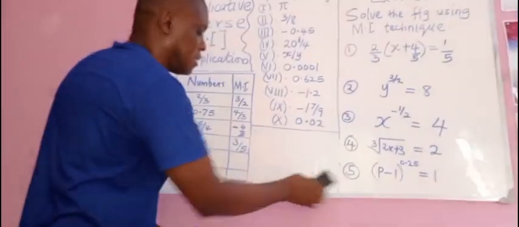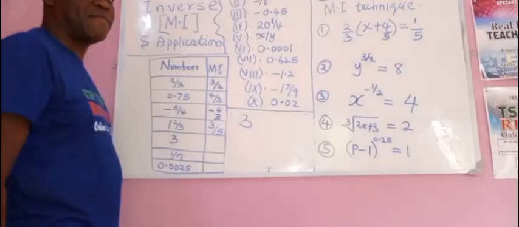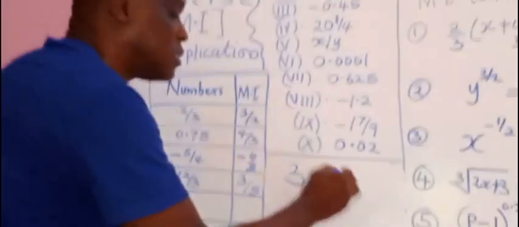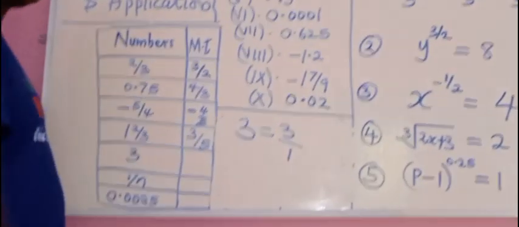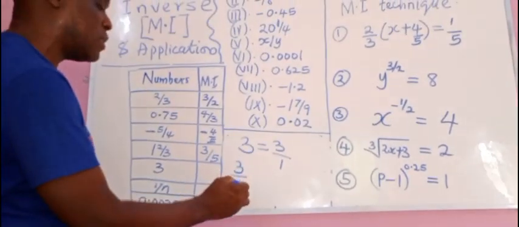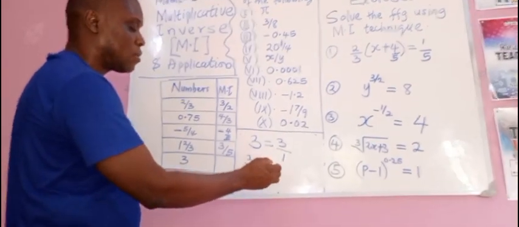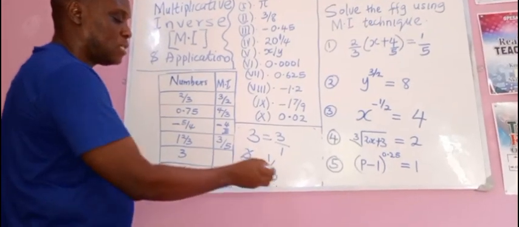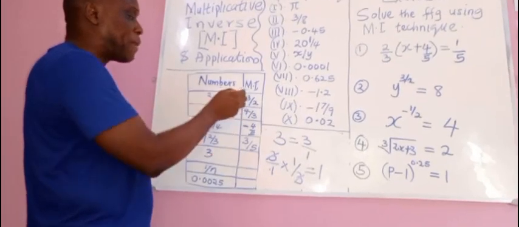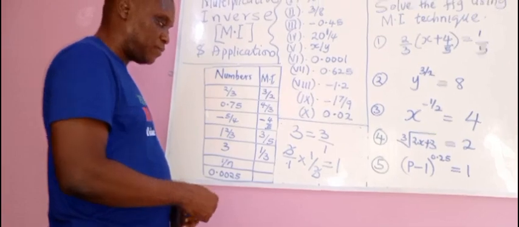Now look at this, a whole number. Look at this whole number, 3. The multiplicative inverse of 3. If you have a whole number like this, what it means is what? 3 over 1. That's what it means. So I want to find the reciprocal of 3 over 1. What is the reciprocal of this? 1 over what? This cancels this. What do you have left? So it means that the multiplicative inverse of 3 is 1 over 3. Are you following?